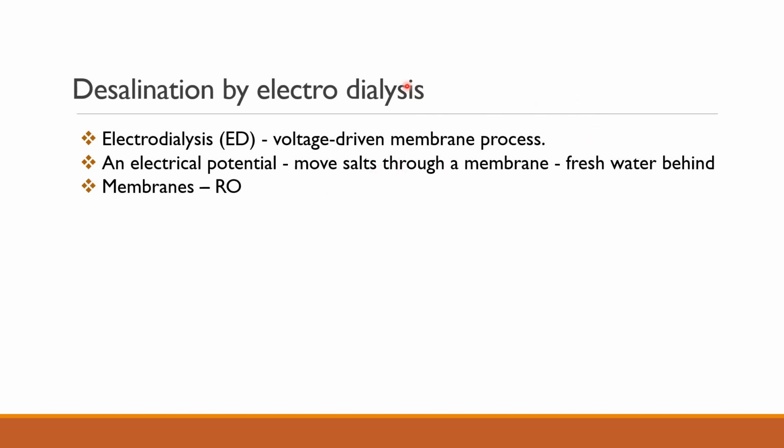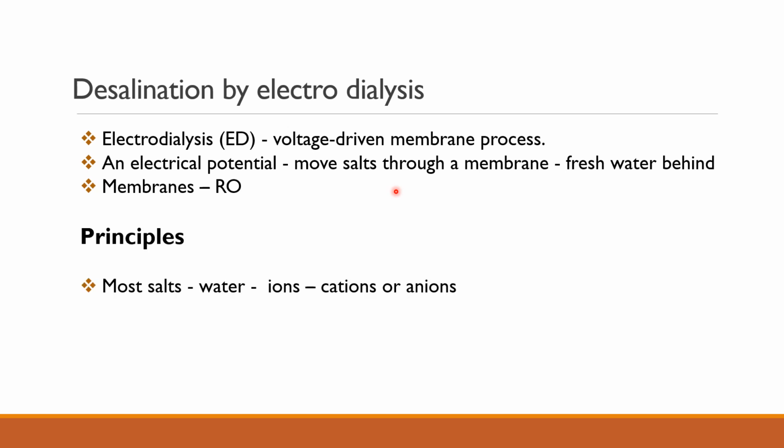The membranes which are used for electrodialysis are similar to those of reverse osmosis, such as cellulose acetate membranes and polyamide membranes. You know that most of the salts, when they are present in water, dissociate themselves to form ions, that is positively charged ions or negatively charged ions. For example, when you have NaCl dissolved in water, you will have Na+ and Cl- ions.